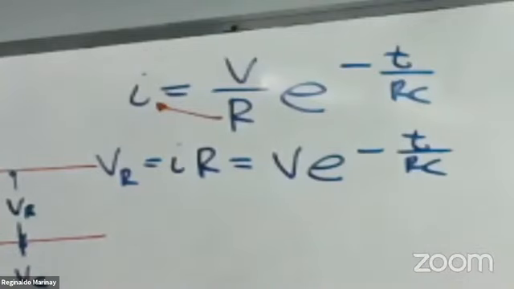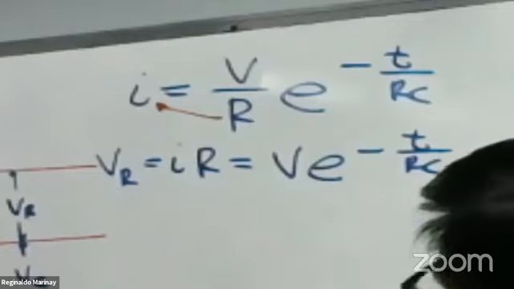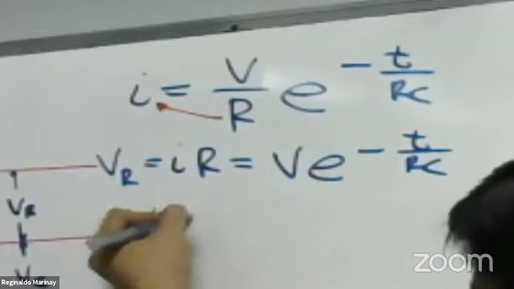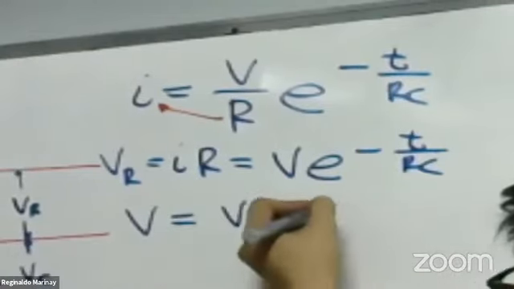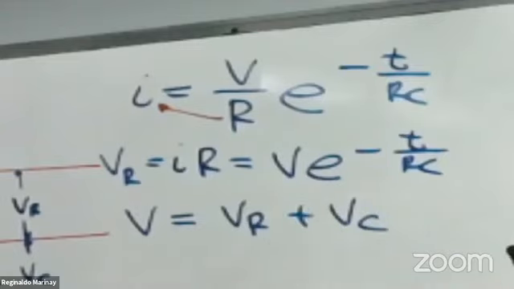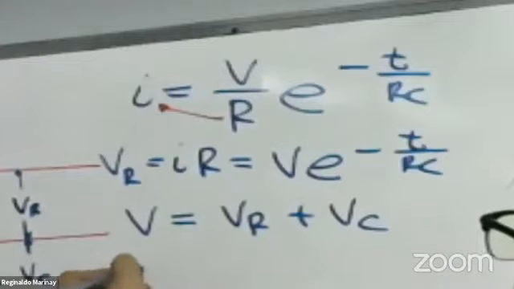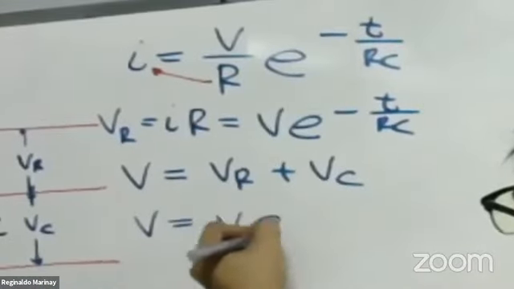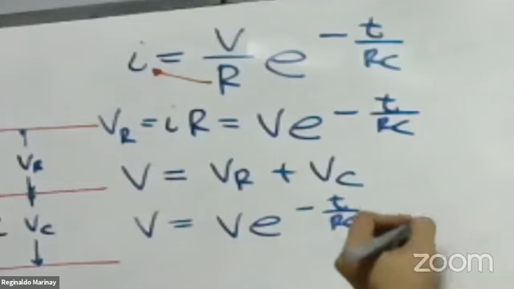Okay. Then what about the voltage in the capacitor? We have one formula for the voltage across the capacitor. By the way, what is our total voltage first? Our total voltage V is simply equal to VR plus VC. So, we have total voltage V that is equal to VR. What is our VR? V e raised to negative t over RC. Then plus VC.